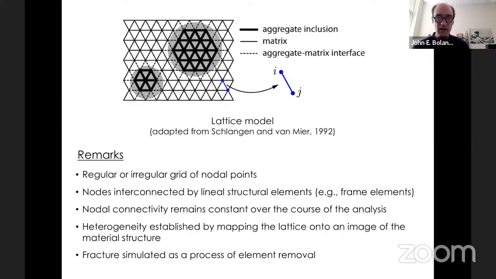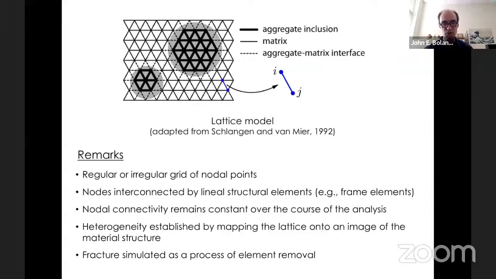So the classical lattice models, now I'm just doing some review. We, first of all, need a description of the material structure. And then we superimpose that on a lattice. And this lattice could be ordinary truss elements or frame elements. And here, throughout the analysis, the element connectivity or the nodal connectivity remains constant.